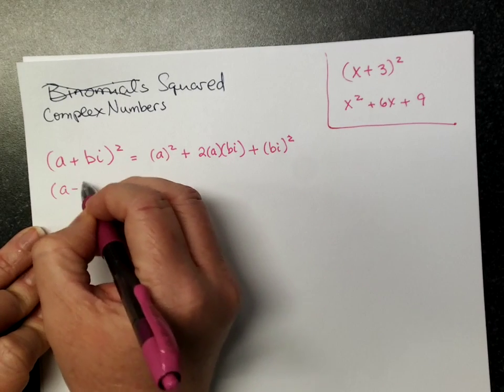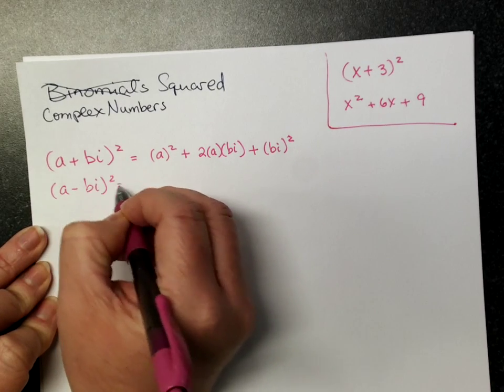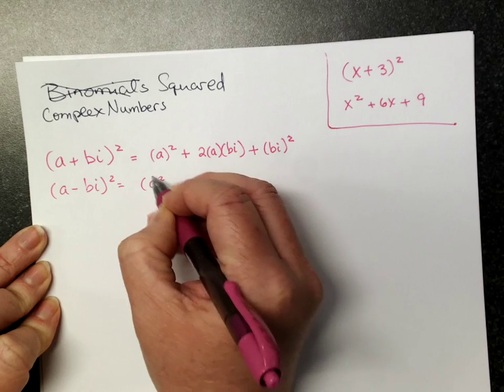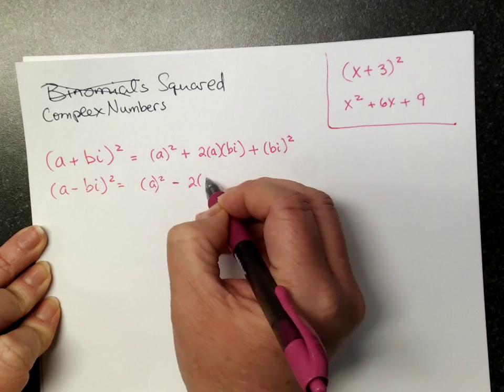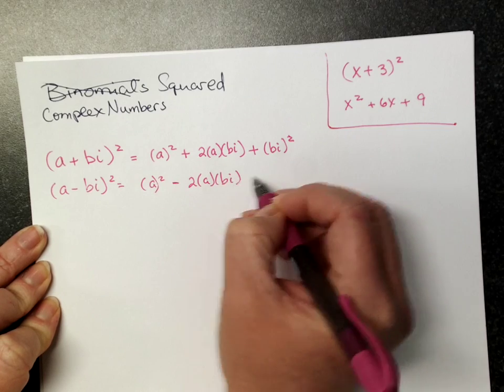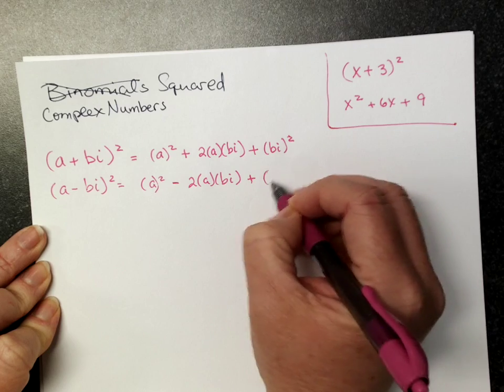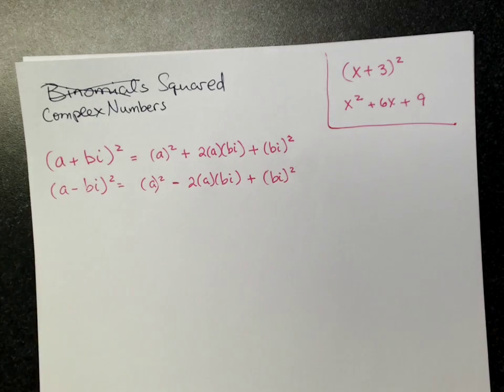And of course, a minus bi squared is just our first term squared minus 2 times a times bi, and then always plus bi squared. Okay?